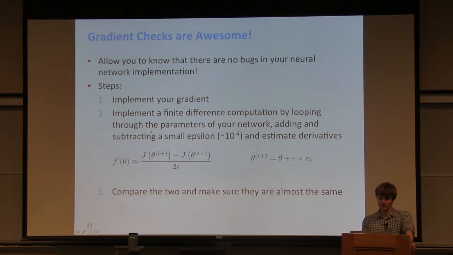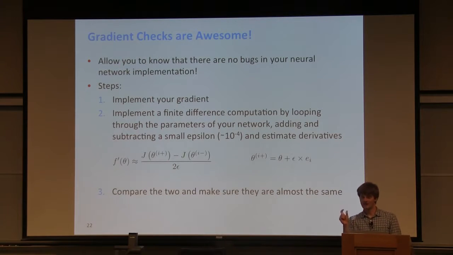So basically, all you do is you implement the finite difference computation by going through all the parameters of your network, adding and subtracting a small epsilon, and using the straightforward definition of what a gradient is. Then you can compare this estimated derivative with your derived one, and as long as they're close enough to one another, you can basically know that your computation and your derivatives and your implementation are correct.